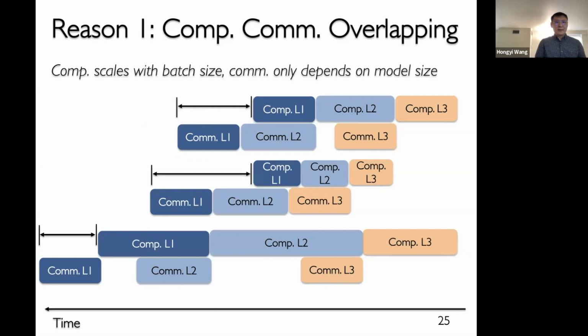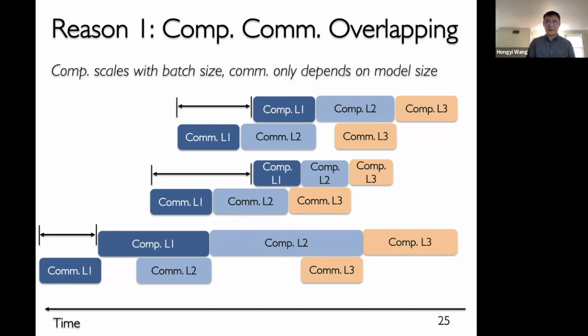Another small point here is that your computation scales with your batch size, but your communication does not. If you imagine the gradient size, you really just average the gradient with respect to the data points, so the gradient size is only proportional to your model size, but the computation scales with the batch size. So if you use larger and larger batch sizes, which is what people usually do in practice, it gives a larger space to overlap the computation with the communication.